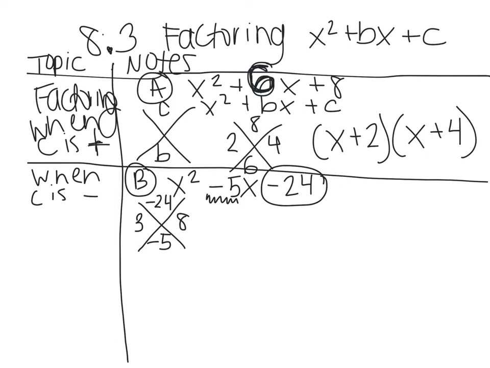Now one of them needs to be negative. To determine which one is negative, we look down here. So our answer is negative, so when we add them, the bigger number has to be negative. So this time our factored form will be x plus 3 and x minus 8.